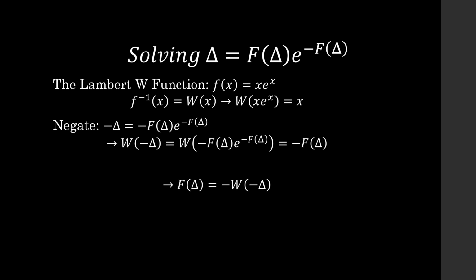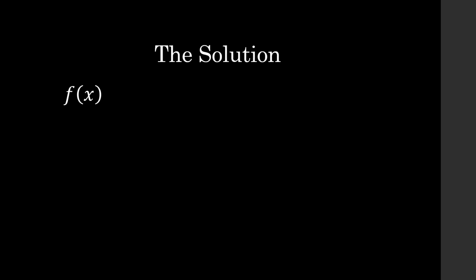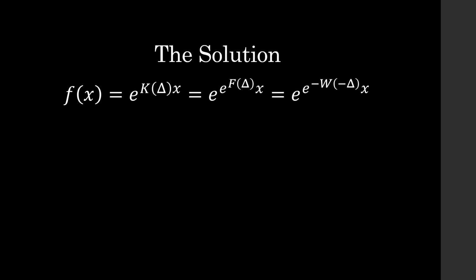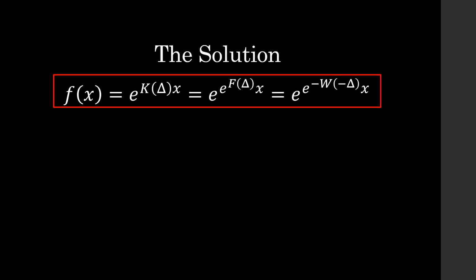So taking the negative, we find that f of delta is equal to negative the Lambert W function of negative delta. Great. So we have that. We can actually put it into the solution. Our function we first found looked like e to the k of delta times x. Then we found k of delta to be itself an exponential, e to f of delta. And then we found that f of delta is the negative Lambert W function of negative delta. So we have our form, finally.